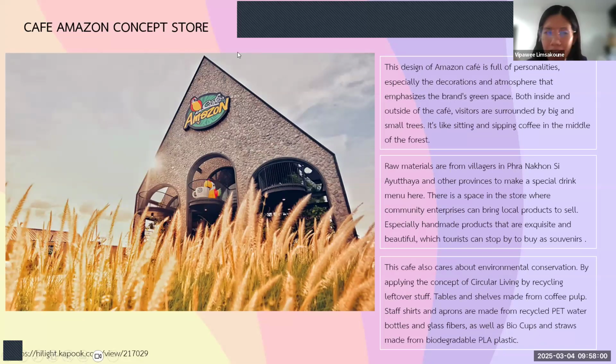This cafe also has bio cups and straws made from biodegradable polylactic acid plastic, which they mention is easier to decompose compared to other types of plastic. And polylactic acid, if I remember correctly, is a plant-based plastic. So instead of petroleum making the plastic pellets, this one is plant-based.